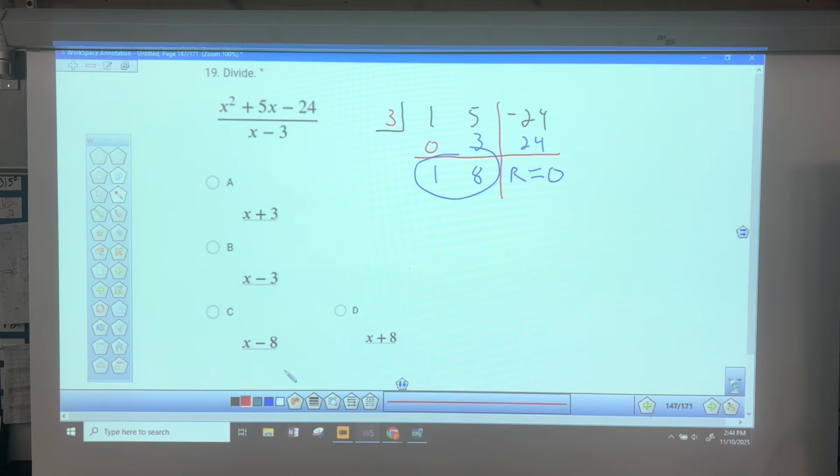So what does this mean? This means 1x plus 8. So x plus 8 is my quotient. That's my answer.